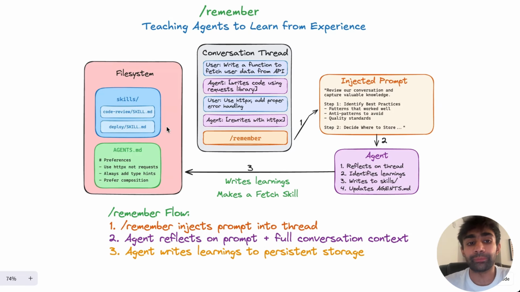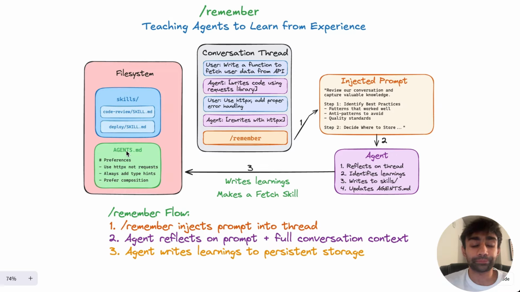So let's walk through the steps in the diagram. We have a file system, and the file system serves as our agent memory. In there, we have skills that the agent can use. For example, here we have a code review skill, and we have a skill for deployment. We also have agents.md. This can store tons of things, like our user preferences, things to know, ways of working for the team.